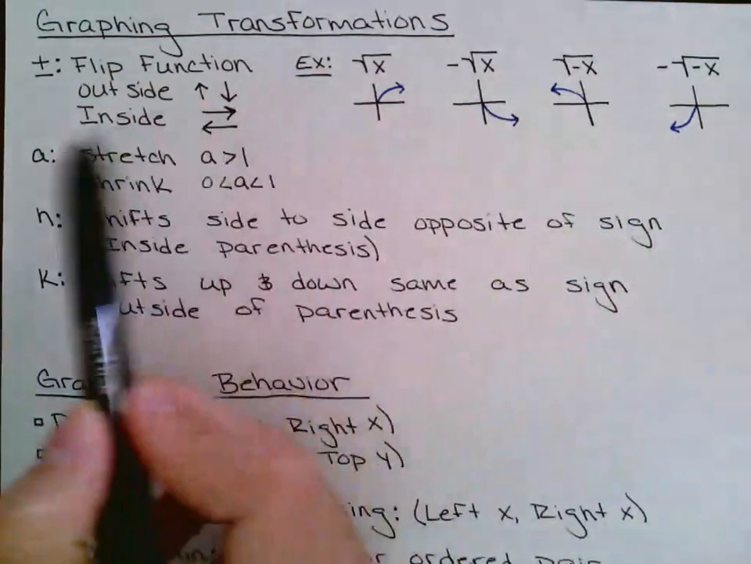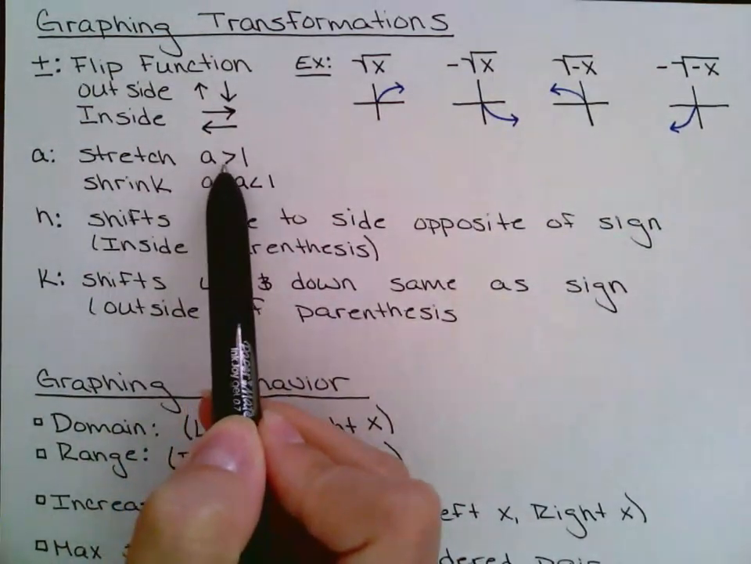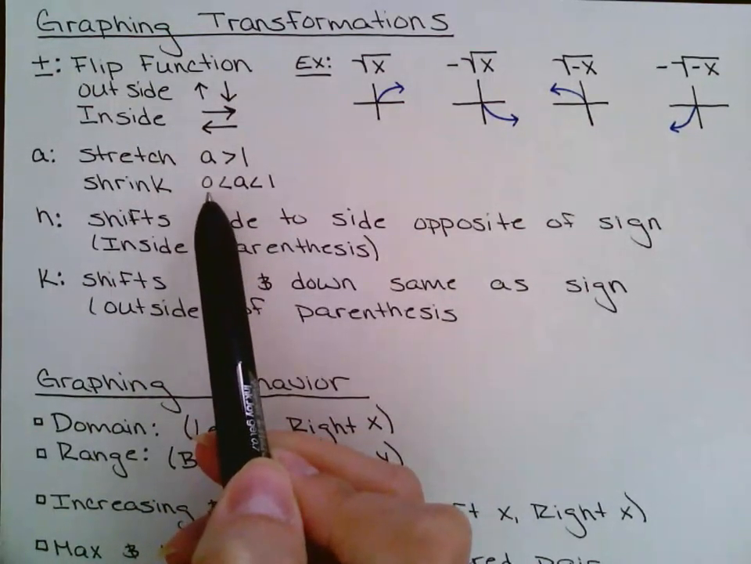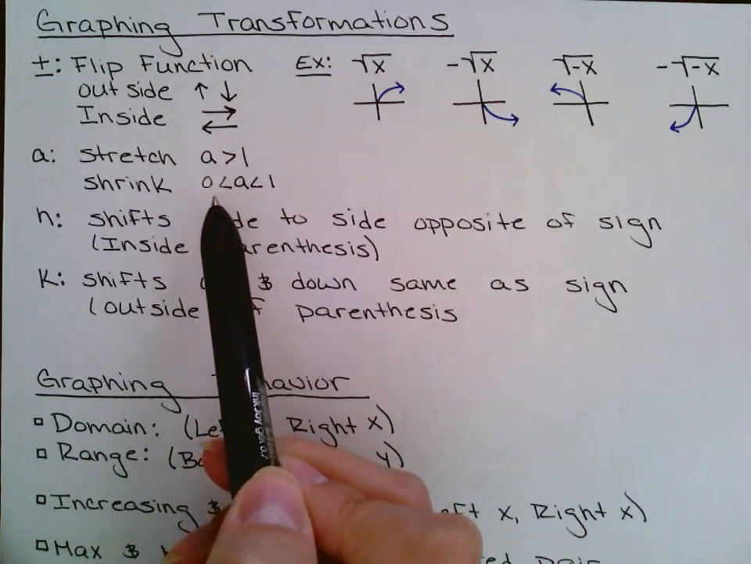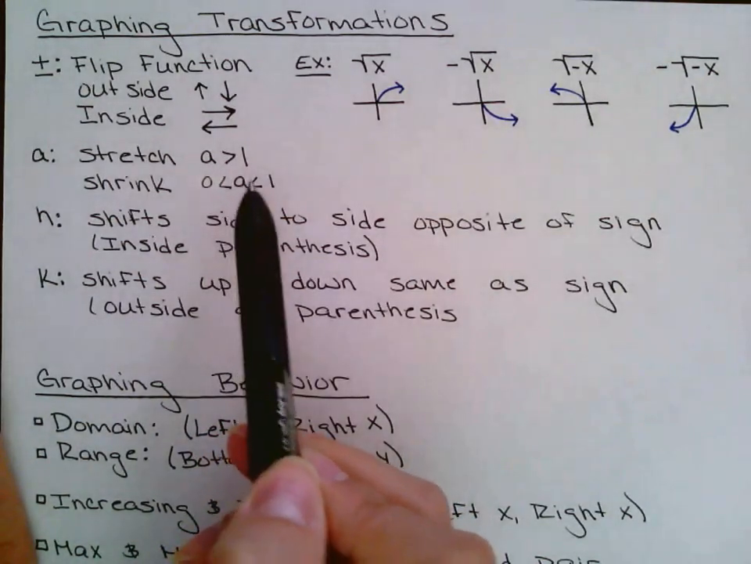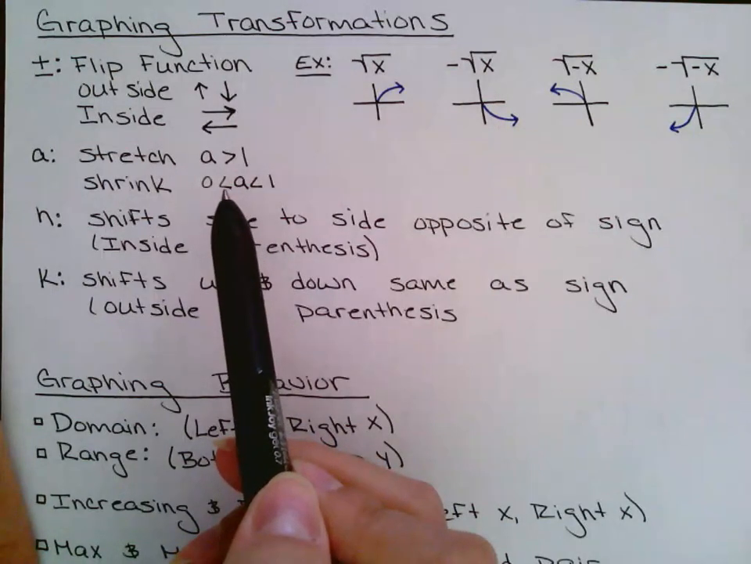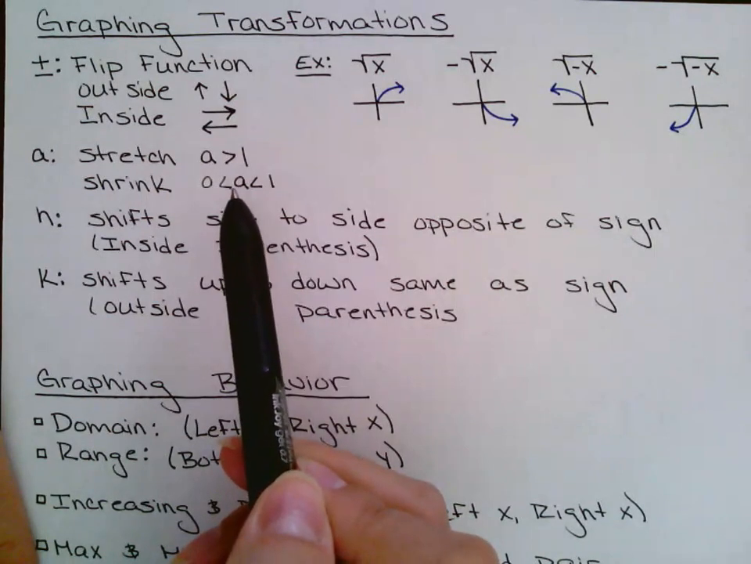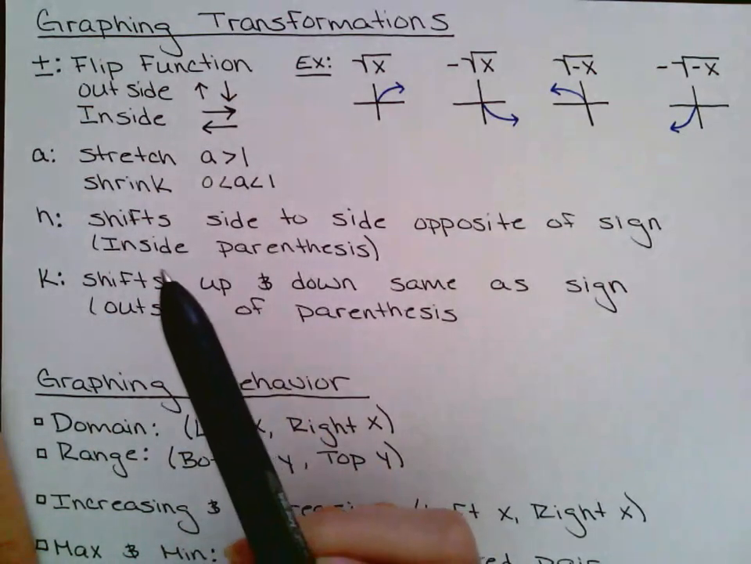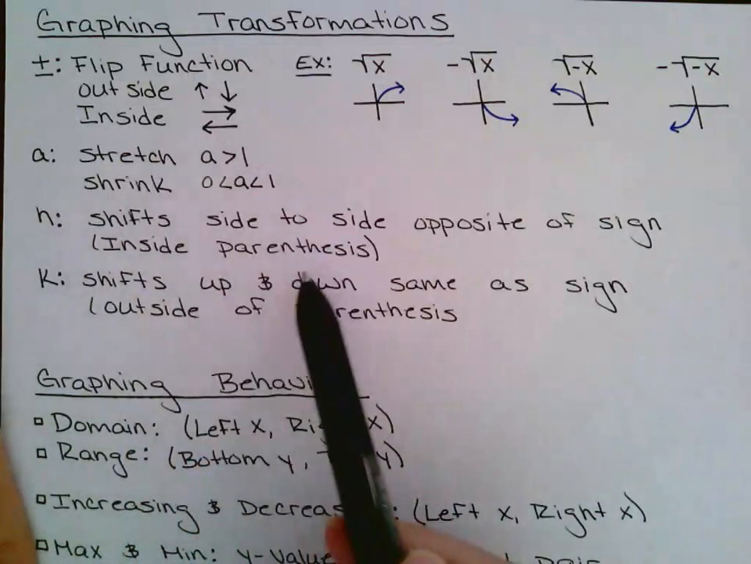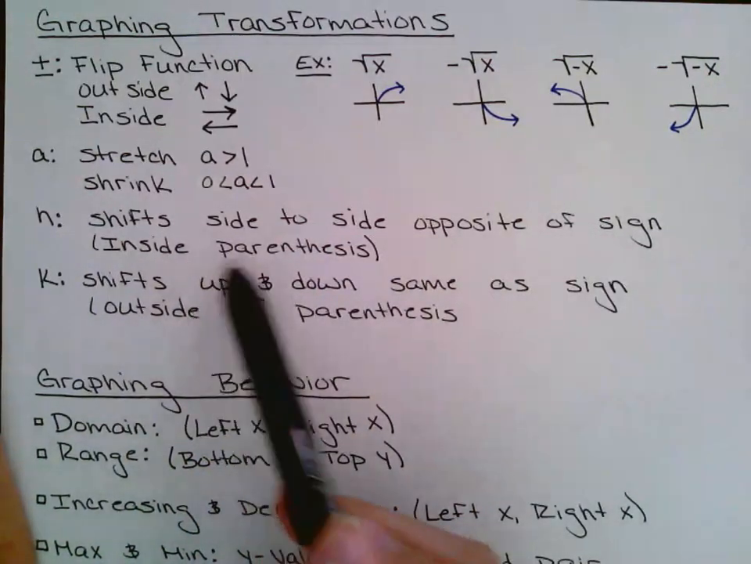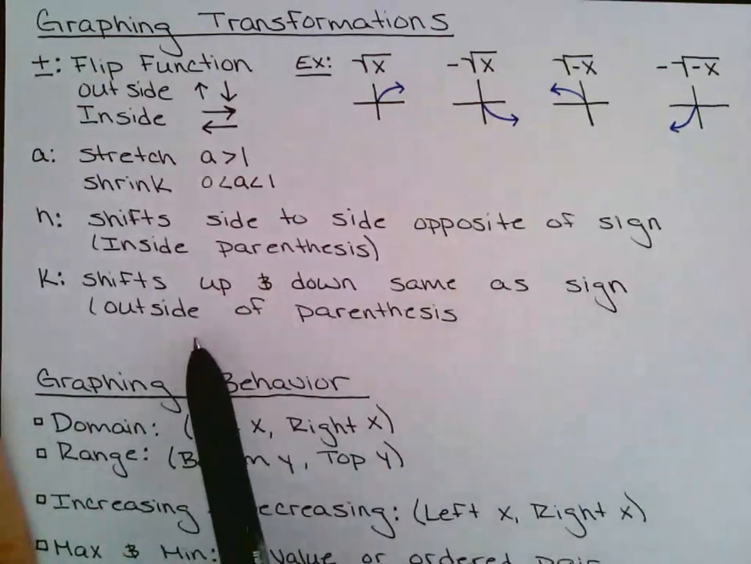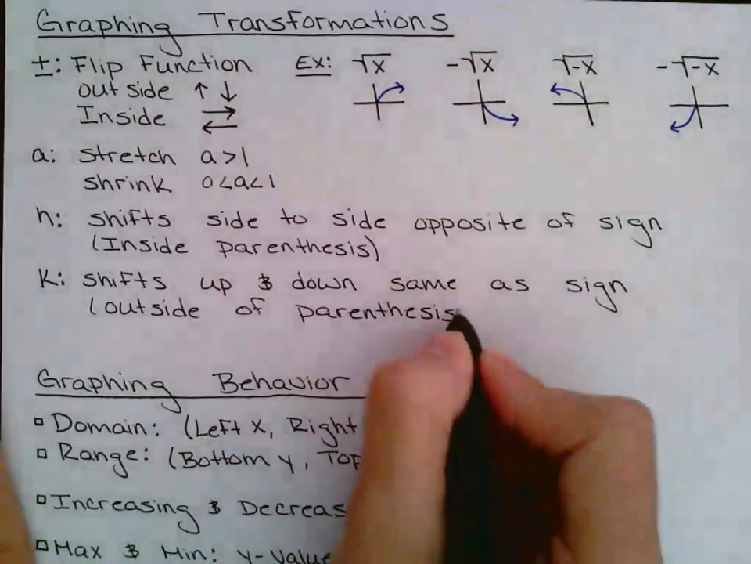Now, we said that A was a stretch or shrink, depending on whether A was greater than 1 or a fraction less than 1, but greater than 0, because remember, the negative will just determine if I flip. Be careful of the common trick here: if A is a fraction like 5/2, 5/2 is a fraction, but remember 5/2 is greater than 1. So be careful, that would really be a stretch. H shifts it side to side, opposite the sign, and it'll be inside parentheses. K shifts it up and down, same as the sign, and that will be outside of the parentheses.